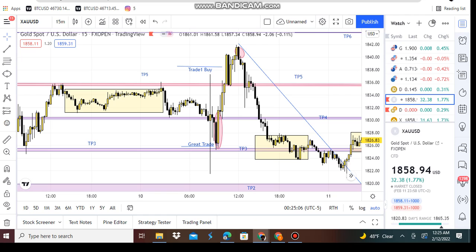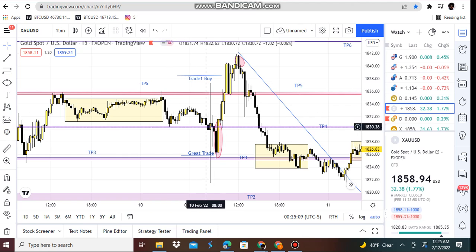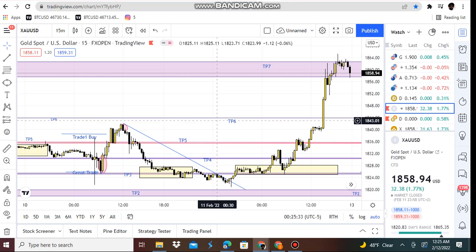Right here, boom, price makes a higher low. Right back from take profit 5 to take profit 3, it makes a higher low before making what? A higher high all the way back up to take profit 5, and pushing above take profit 5. So you have to pay attention to market structure. As you know, price makes a higher low, makes a higher high, makes a higher low, and then what? Makes a higher high all the way up to take profit 7.